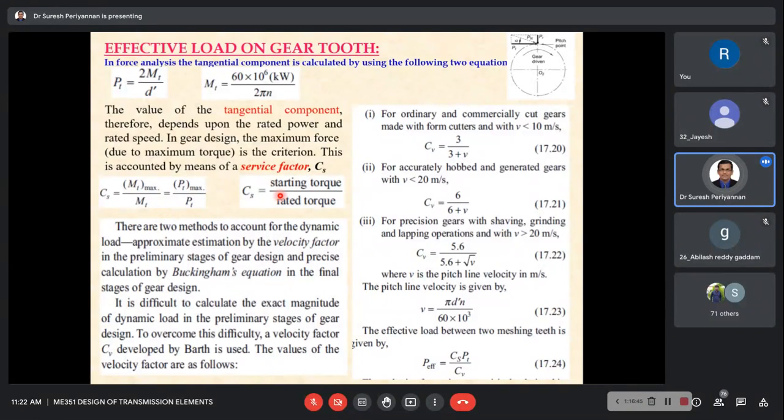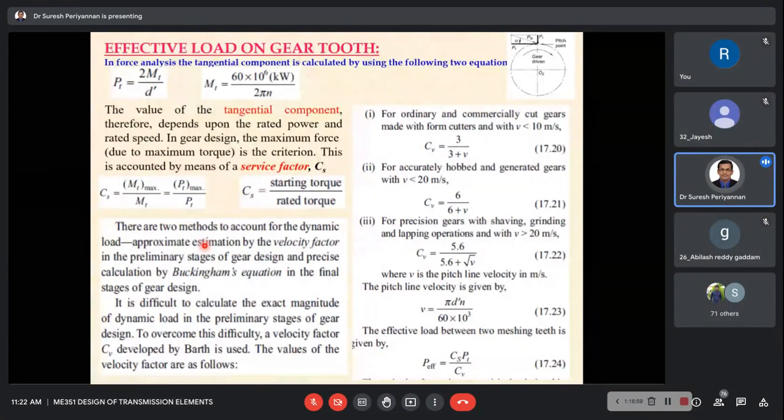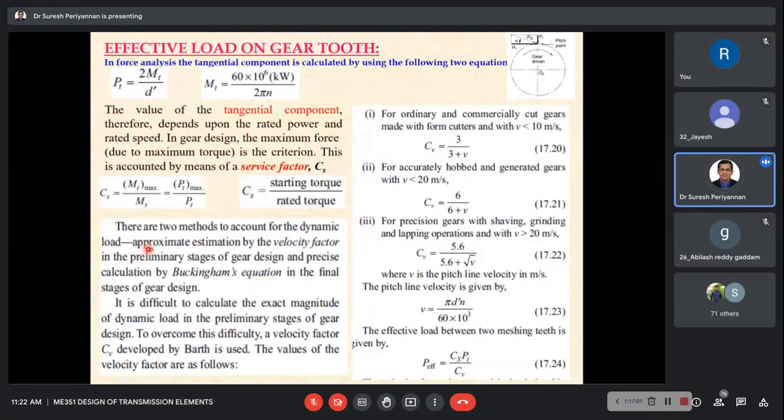Now we are introducing the service factor CS for finding our effective load. Anyway, we have not yet completed. Now there are two methods we are going to consider for finding the effective load on the gear teeth. The first one is approximate estimation.